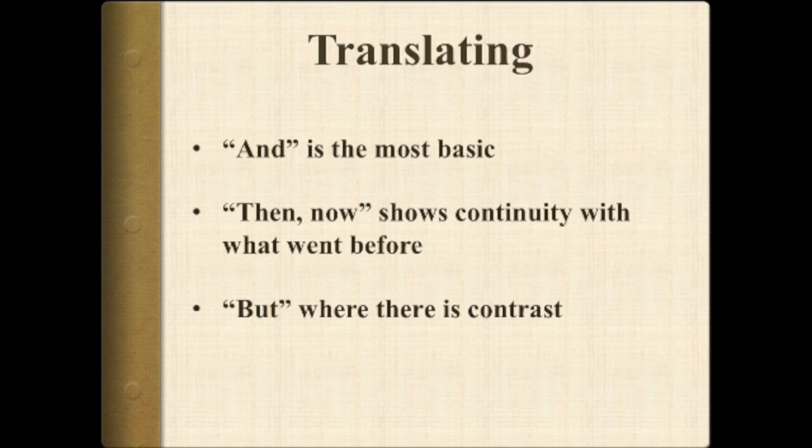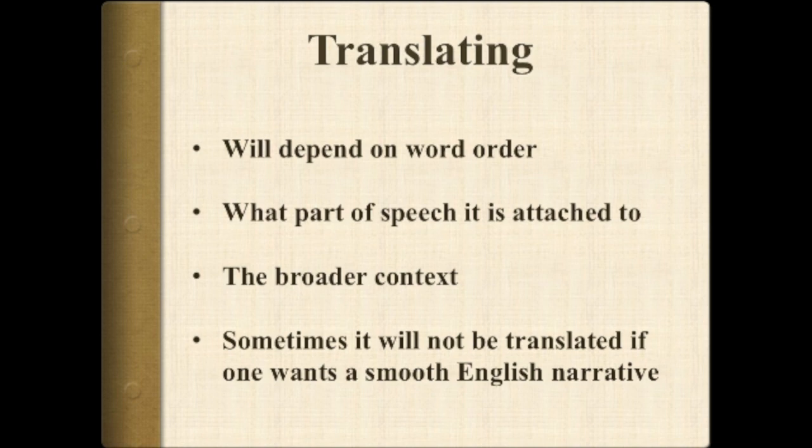Now, how do you translate it? A good portion of the time, you can translate it as and. That's kind of the most basic meaning. In narrative, we can have a meaning then or now, which shows continuity with what went before. We can have but, where there is contrast. And this will all depend on what the word order is, what part of speech it is attached to, what the broader context is. And sometimes if you want a really smooth English translation, it won't actually be translated.